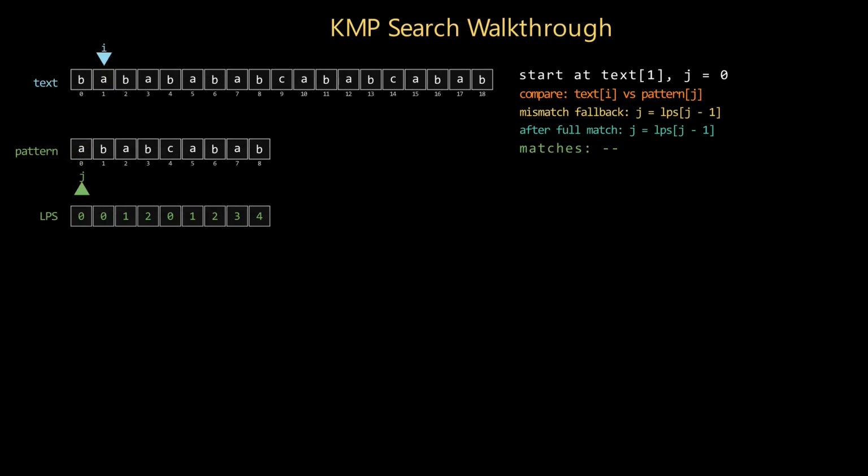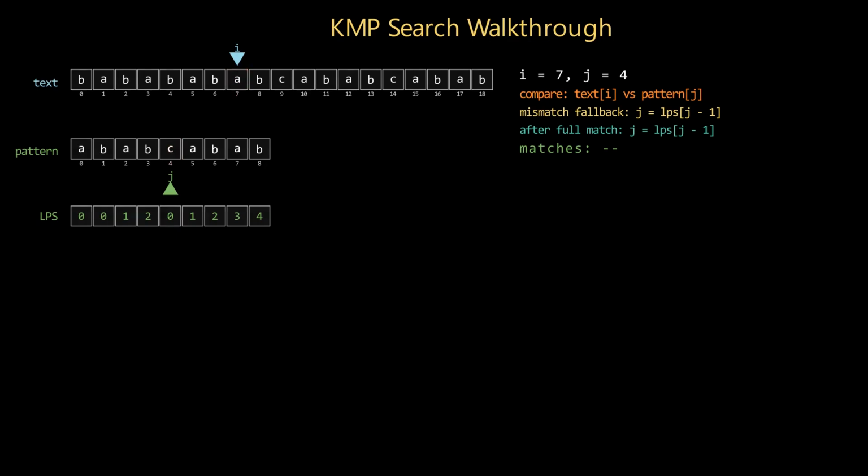Starting at text index 1, four characters match. Then the text has A while the pattern expects C, so KMP does not move I backward. Instead, J falls back using LPS at J-1. Here J goes from 4 to 2, and we compare the same text character again. The scan continues from there.